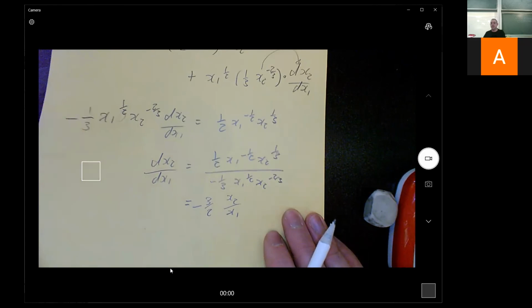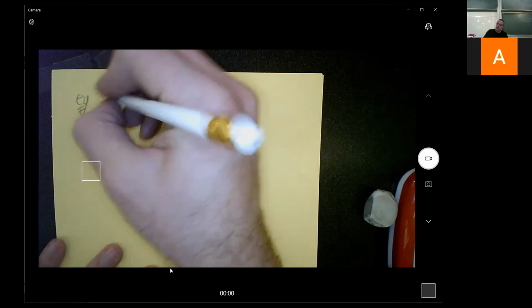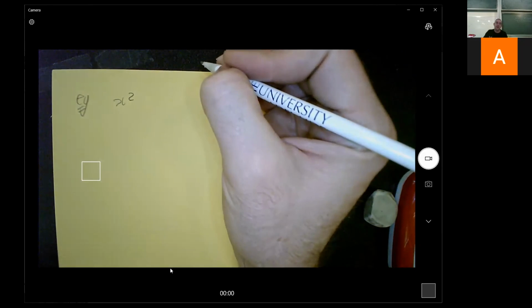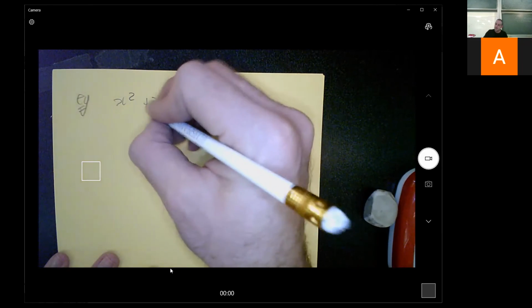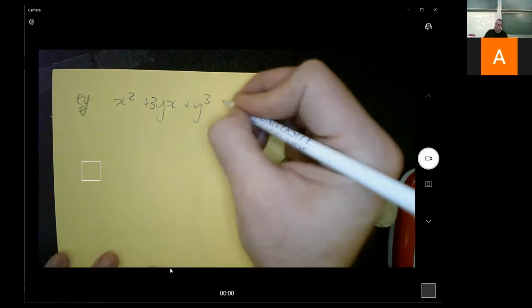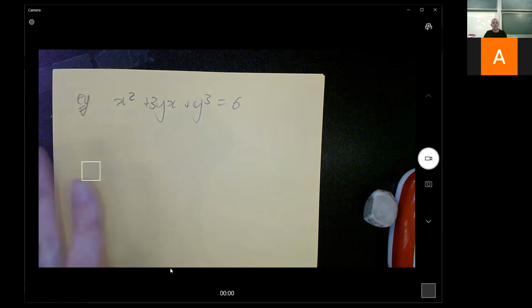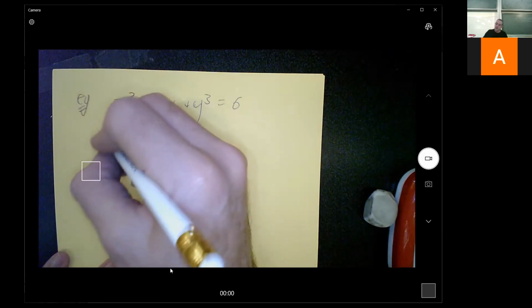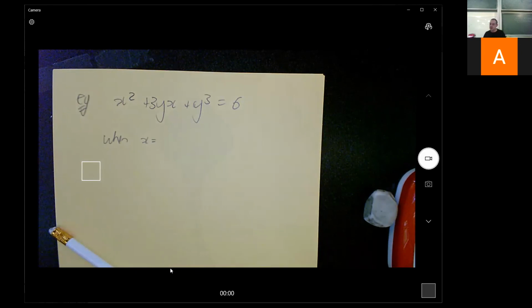Okay, I'm going to do another example just to make sure. What if, I'm just going to use x and y if that's okay. So here is an equation that relates x and y. And I want to know, give me a second.